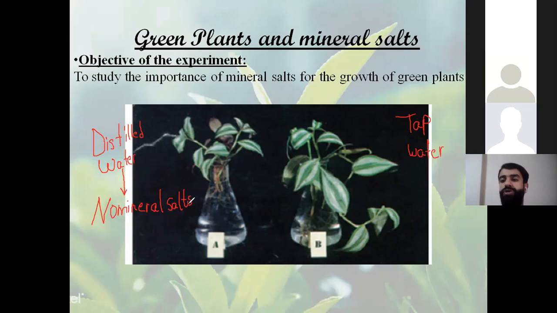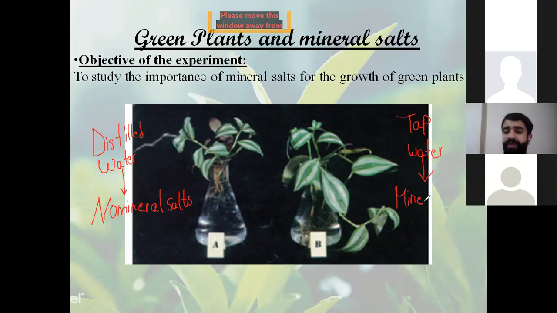What do you think about tap water, Yalamar? Does it contain minerals or it doesn't contain? It does. So we have here mineral salts. Let's move now to Karam. Karam, what do you think?